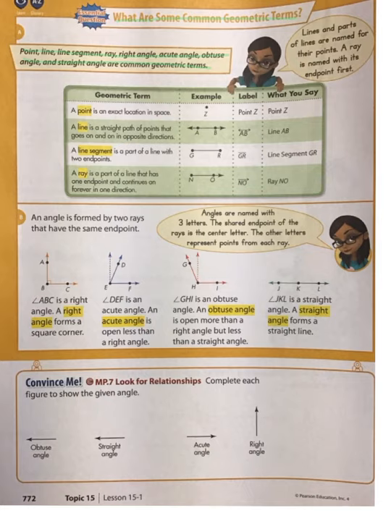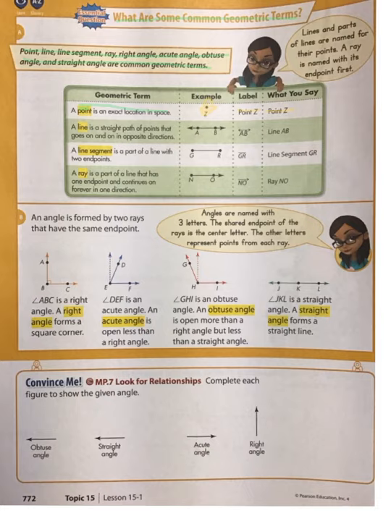So first we're going to talk about a point, and a point is just an exact location in space. And when you label a point, it just looks like this. You put a dot, and then you put the letter that you're going to label it with. We call it point Z. And that's just what we say. All right, and then we have our line.